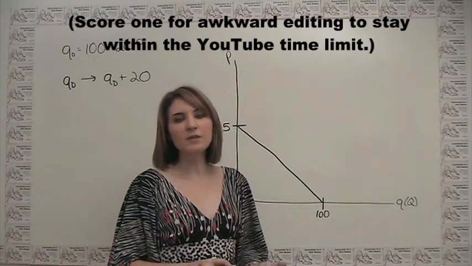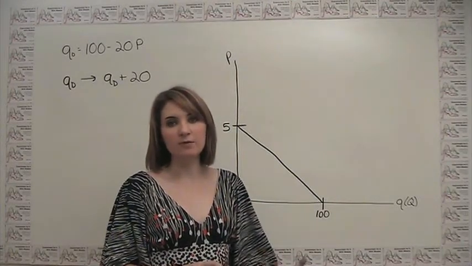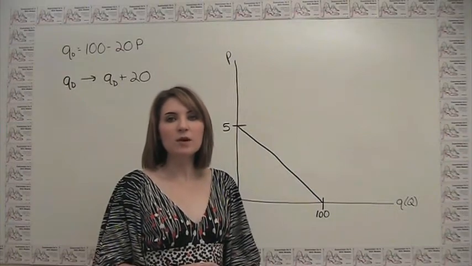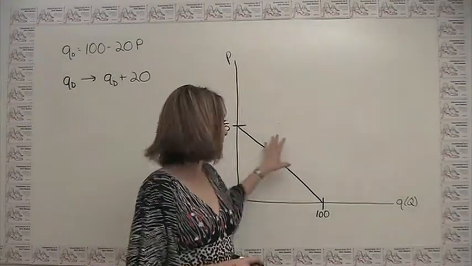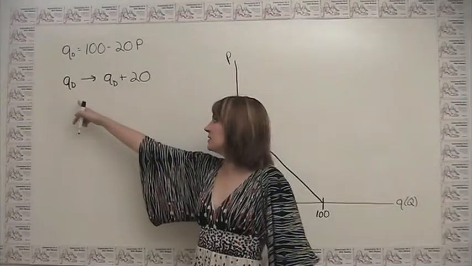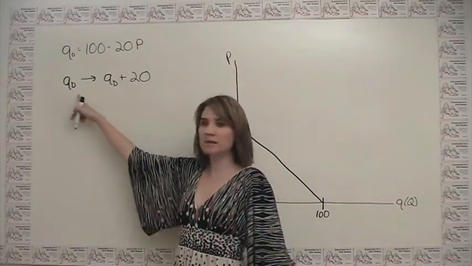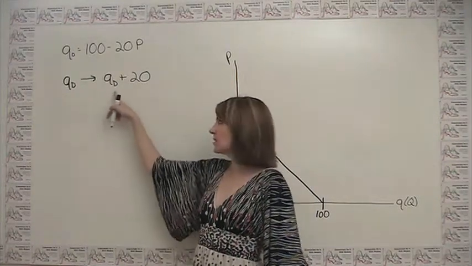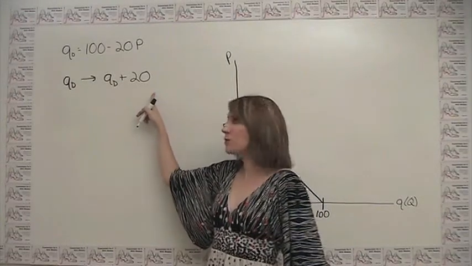So let's say hypothetically that our quantity demanded increases by 20 units at every price. Let's think about what our new demand curve looks like, and then also let's think about what happens to our graph here. If we're going to increase our quantity by 20 units at each price, we can say that our quantity demanded becomes quantity demanded plus 20, in which case this is reasonably straightforward.